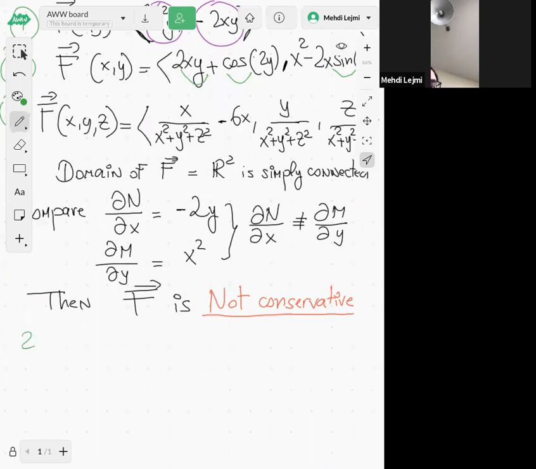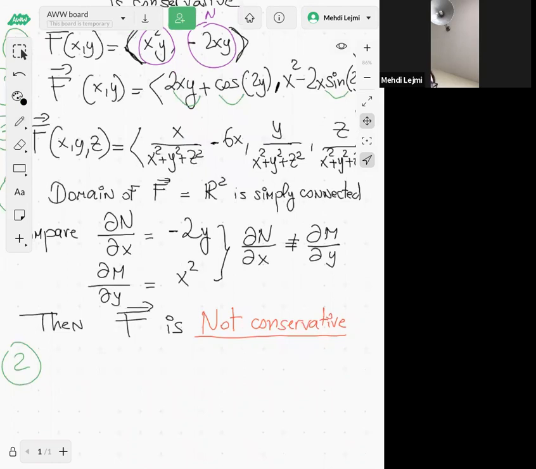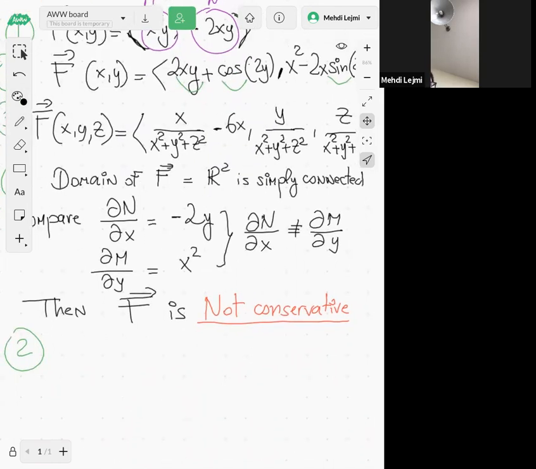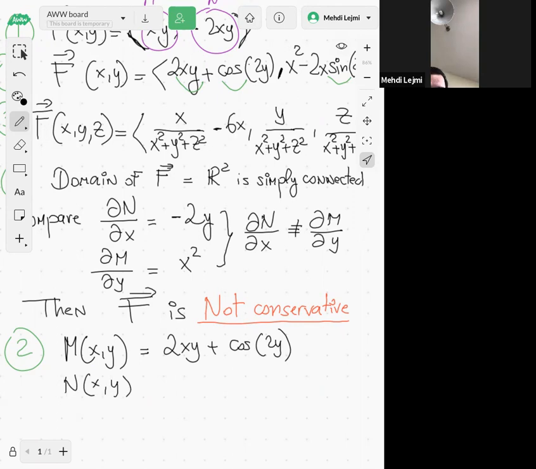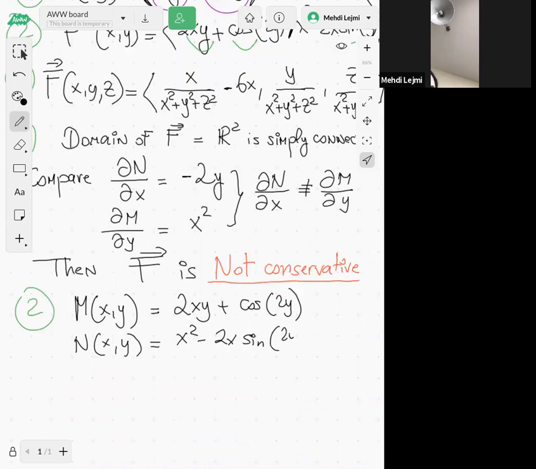We can compare. So for number 2, the function M is the first function, of course. So M of x, y, that will be the first component. That's 2xy plus cosine of 2y. And the second component, that's my N, capital N. That's x squared minus 2x sine of 2y.